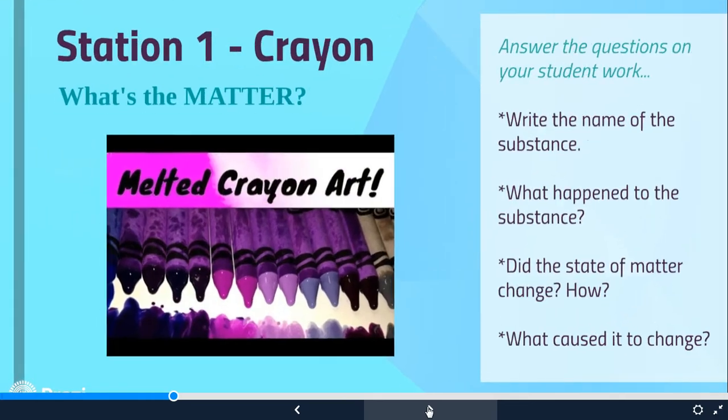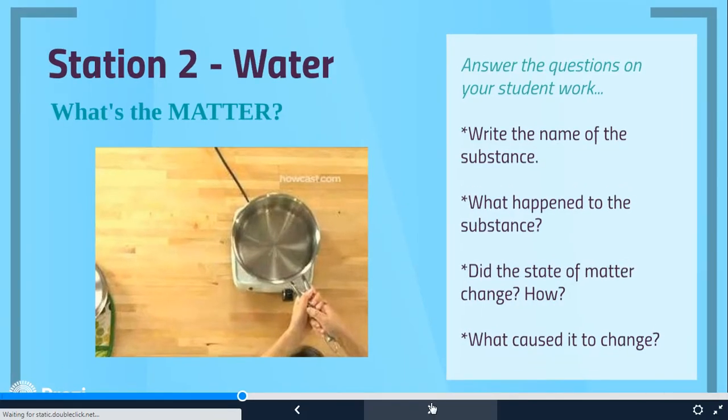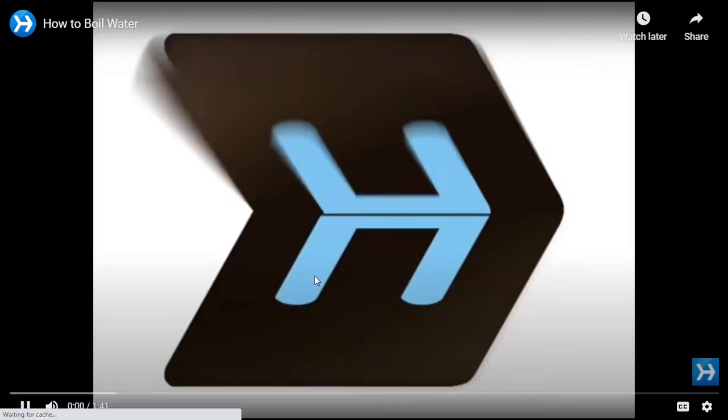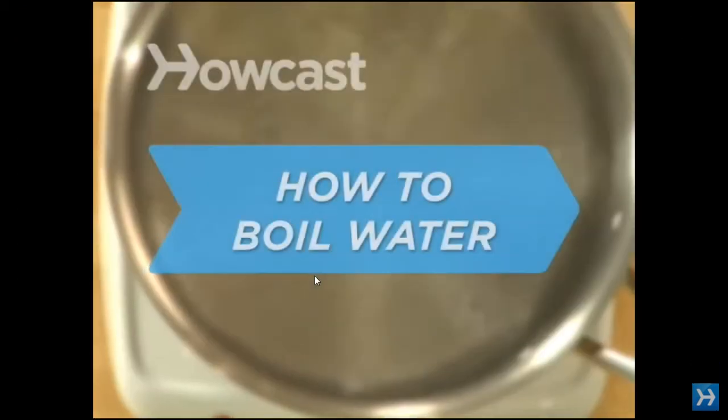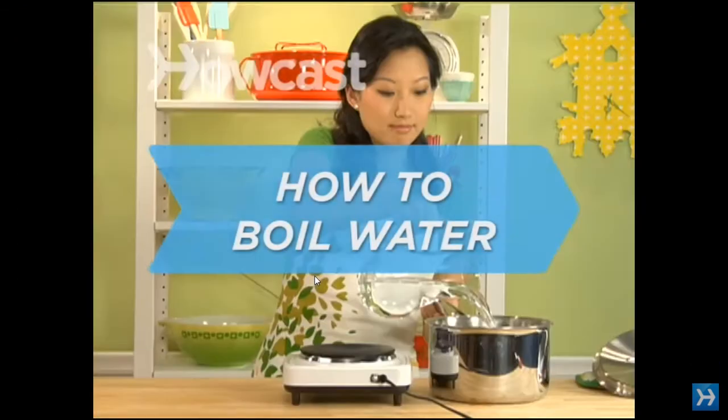So let's go to the next example. We need to go to the next one. This is, as you can see, just a pan with some water in it. So let's take a look at what's going to happen to the water once the pan is placed on the stove. Hopefully most of you have seen this before.